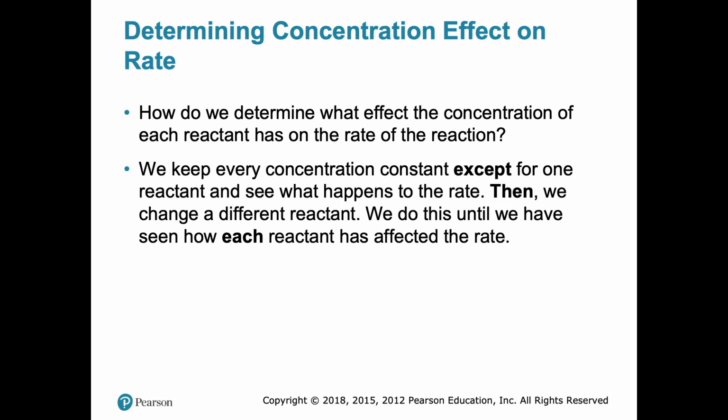So, determining the concentration effect on the rate. How do we determine what effect the concentration of each reactant has on the rate? A second ago, we were talking about the coefficients having the effect. Now we're actually going to talk about the concentrations having an effect. We keep every concentration constant except for one reactant to see what happens to the rate. Then we change to a different reactant, and we'll do this until we have seen how each reactant affects the rate. And I'm going to show you what that means in just a second.